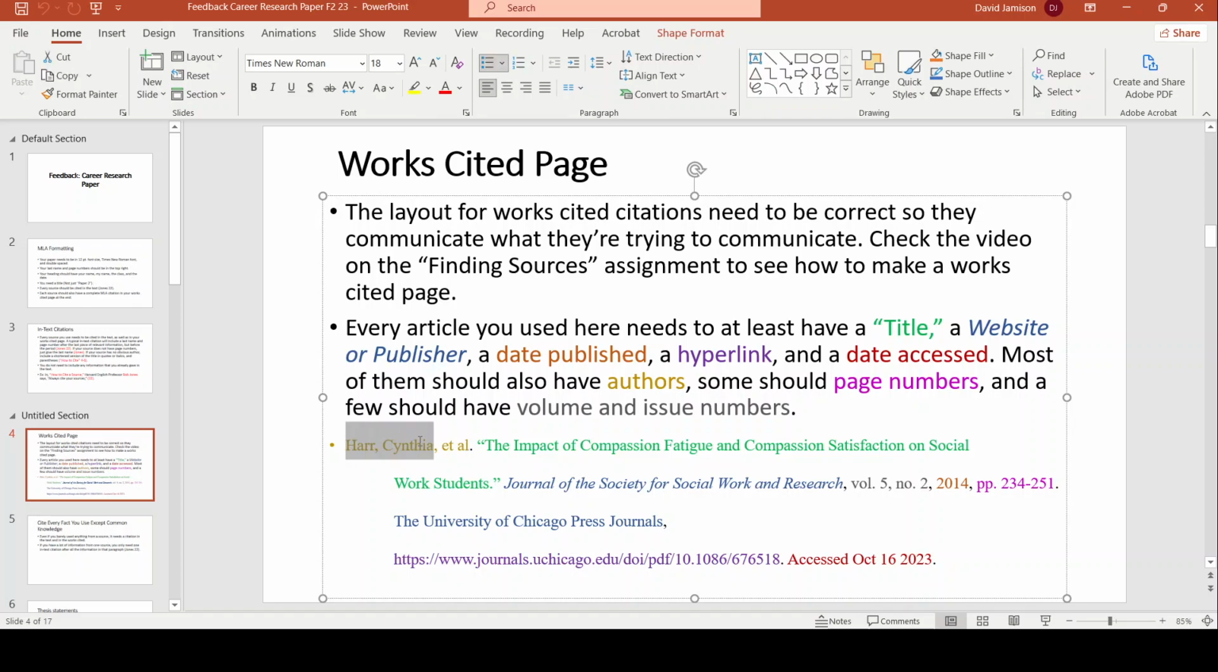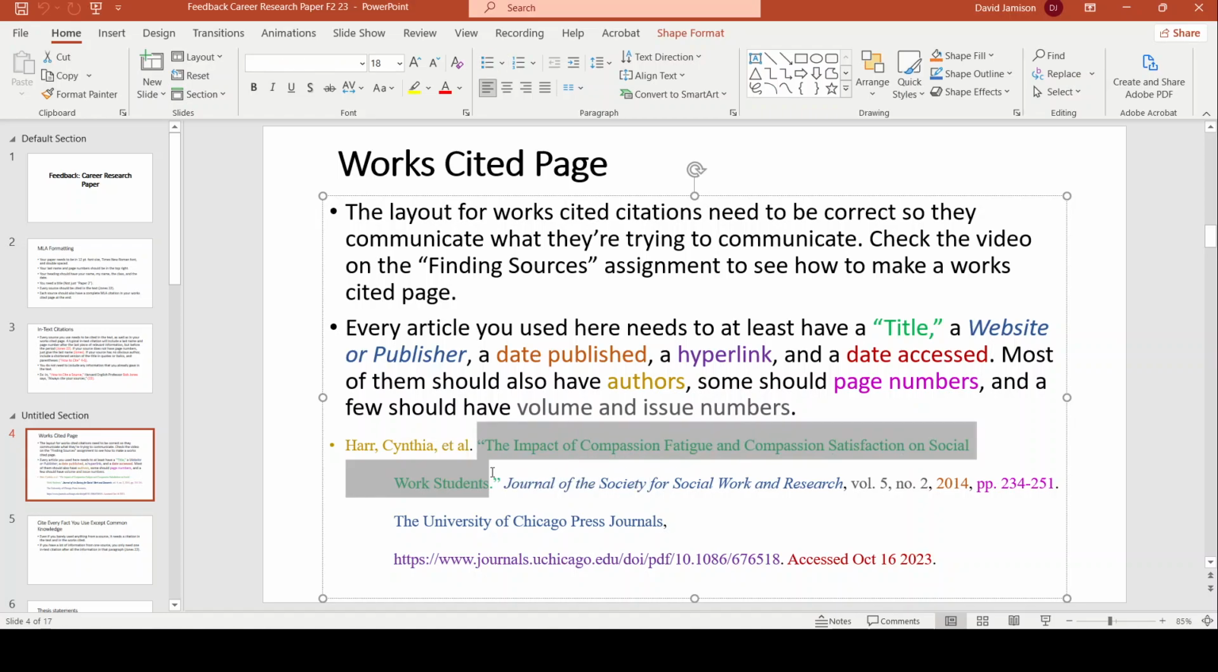This is from the compassion fatigue article that we were just looking at. This is the last name, first name of the author, the first author. This one had more than 3 authors, so it says et al. here, which means "and all" in Latin.